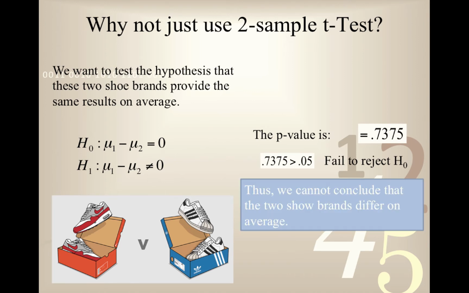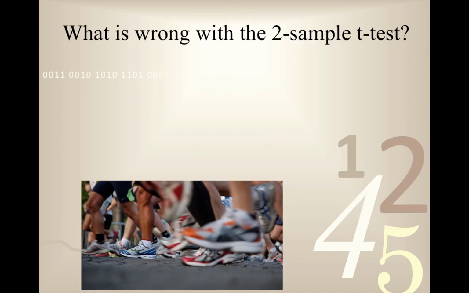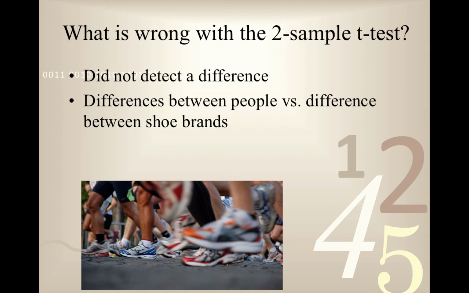So what's happening here is that we cannot conclude that the two shoe brands differ on average. In other words, we ran a two-sample t-test and we did not find a significant difference. All right, what's wrong with this? What's wrong with the two-sample t-test? Well, what's wrong is that we did not detect a difference. The problem is we're picking up differences between people and we're picking up differences between shoe brands.